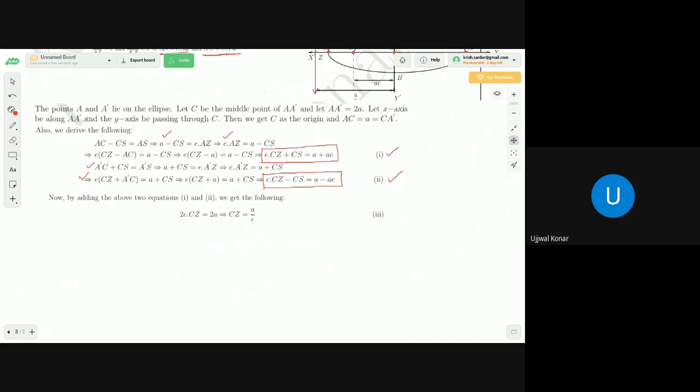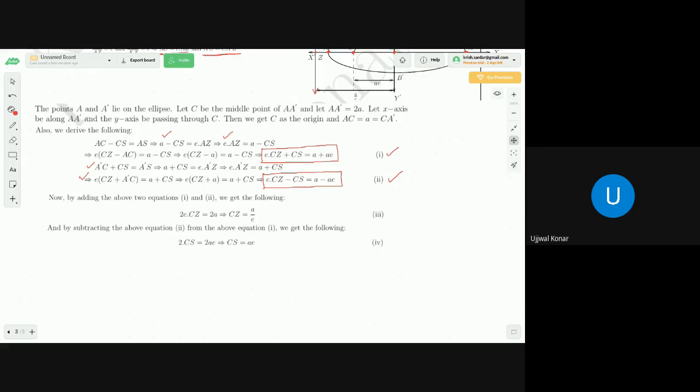Now, if we subtract the above equation 2 from the above equation 1, so first we did addition. Now by subtracting equation 2 from equation 1, what are we going to get, dear students? We are going to get something like this. What we get is that 2 into CS is equal to 2 into AE. So 2 into CS is equal to 2 into AE, and eventually we get CS is equal to AE.